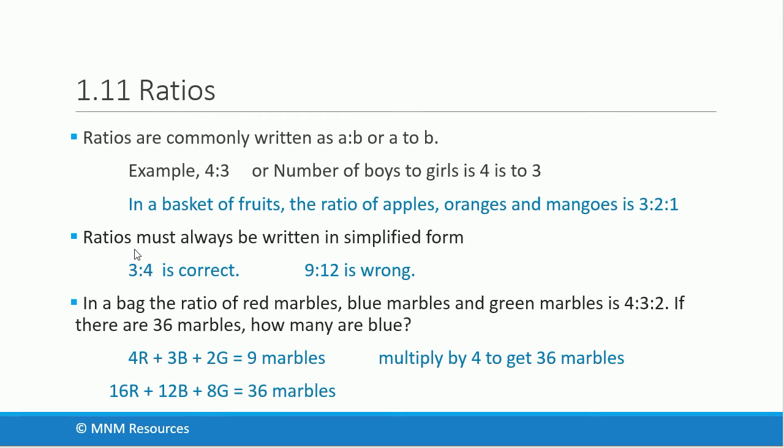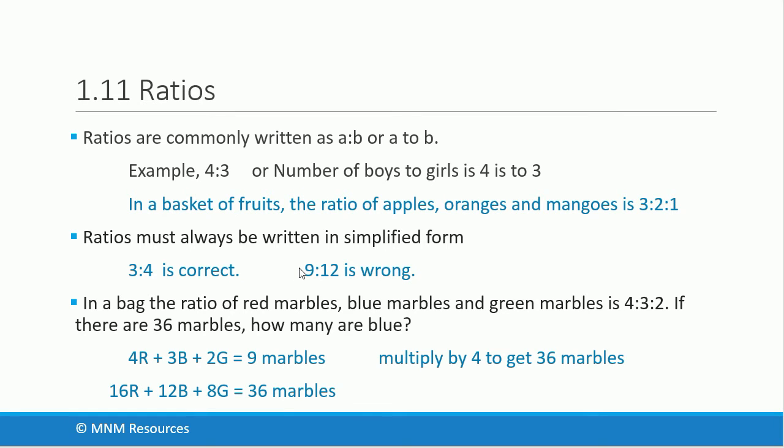Another rule to remember with ratios is that whenever you give an answer in ratios, it should be written in the simplified form. So, 3 is to 4 is correct, 9 is to 12 is wrong. This ratio means exactly the same thing. 3 is to 4 is the same as 9 is to 12, but 3 is to 4 is the simplified version of 9 is to 12.